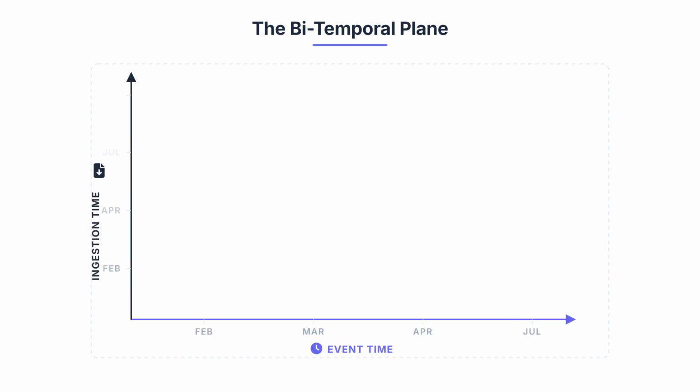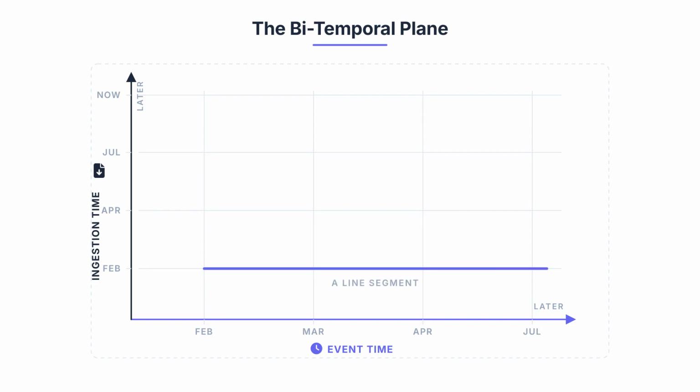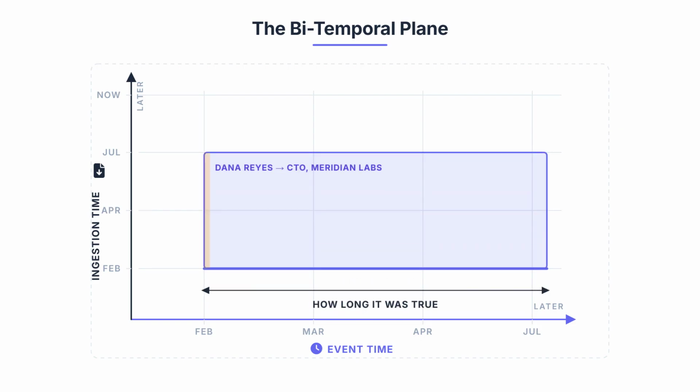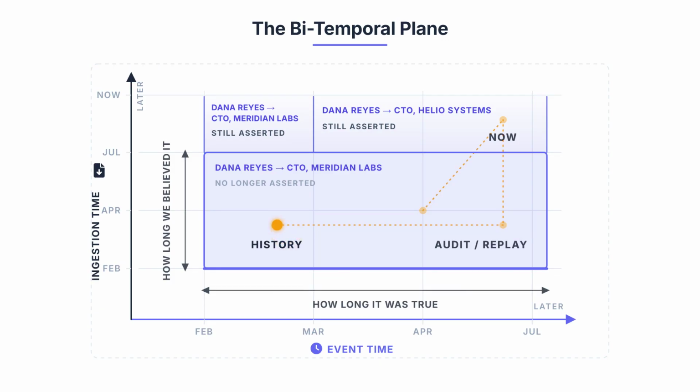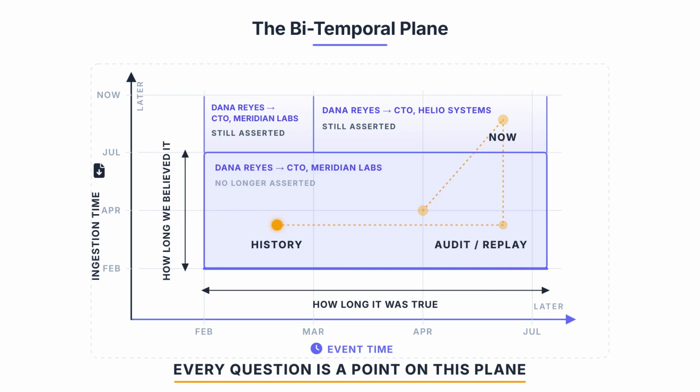One last picture, and it is the one to keep. Draw event time along the bottom and ingestion time up the side, and every fact in your store stops being a line and becomes a rectangle. How long it was true crossed with how long you asserted it. Every question you can ask is then just a point on that plane. Slide the point to the top right and you get today's view of today. Slide it down the side and you drop into a past belief. Slide it left along the bottom and you look further back into the world. Two dials, one plane, and every question you have ever wanted to ask your memory lives somewhere on it.